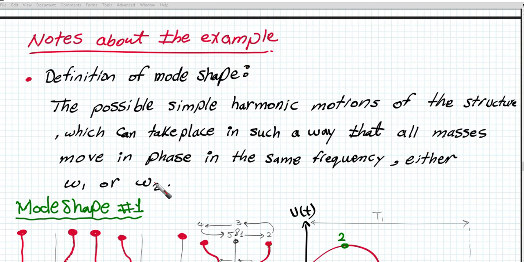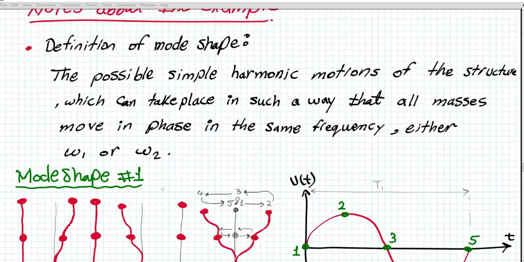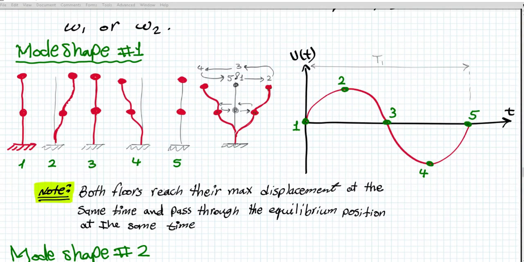Well, how can we represent this graphically? Let's go with mode shape number 1. As you can see, this is how the motion is going to be represented. It is a simple harmonic motion. The horizontal line represents t, the vertical line represents u of t, which is the dynamic response at any time.